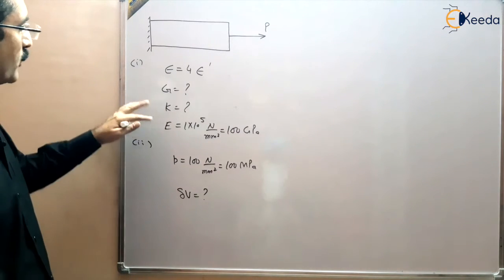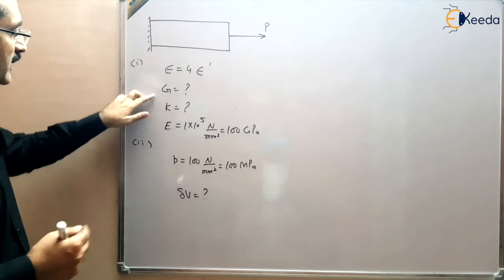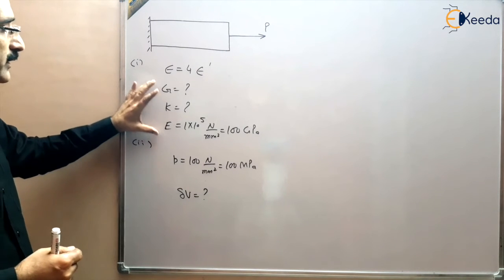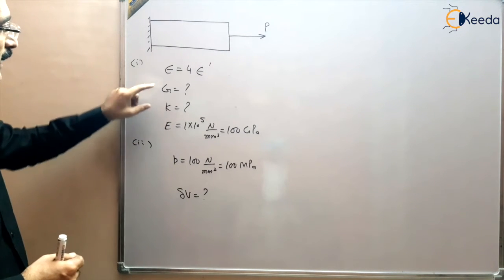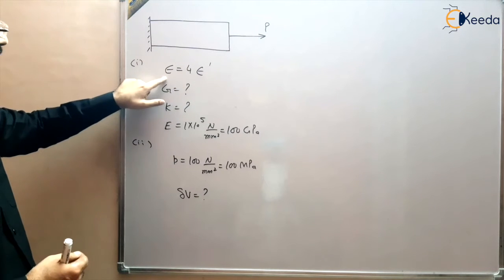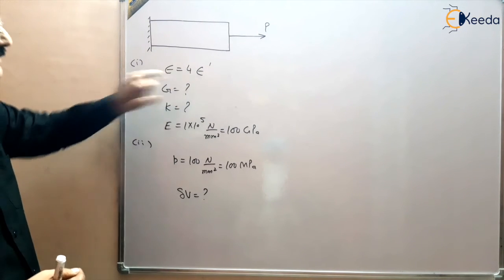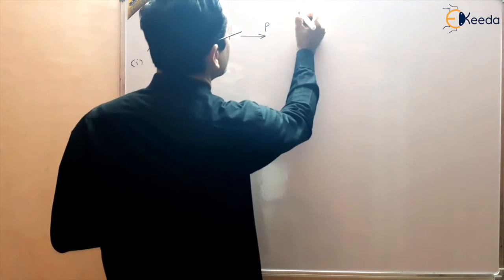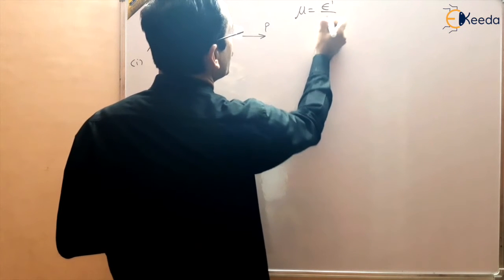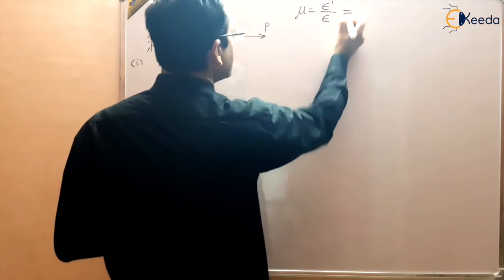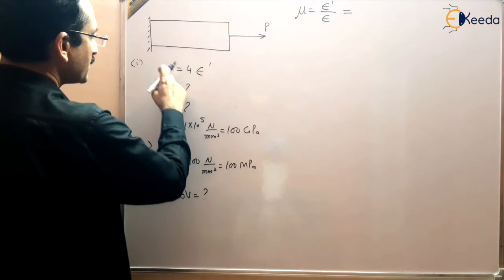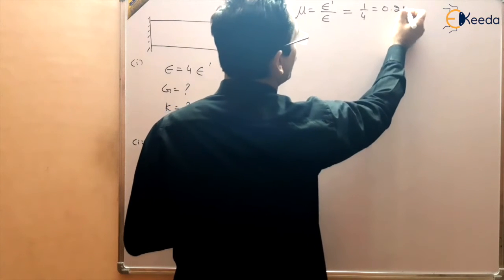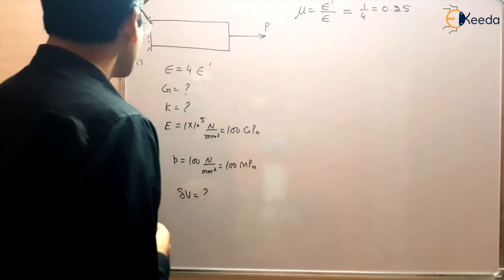So we have direct formulas for G and K in terms of E and Poisson's ratio. The formulas you must know, we have derived these formulas in theory lectures. So we are doing the same, and from the relation that linear strain is 4 times the lateral strain, we can find out the Poisson's ratio. So what is Poisson's ratio then? We know Poisson's ratio is lateral strain upon linear strain. So in this case, lateral strain over linear strain will be equal to 1 by 4, that is equal to 0.25. So we have obtained the Poisson's ratio.